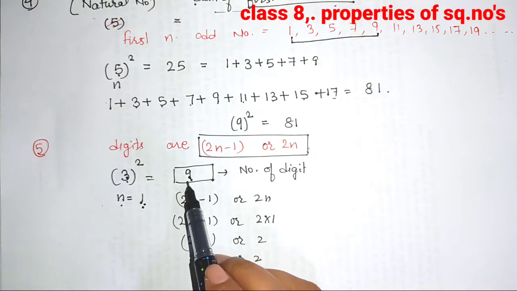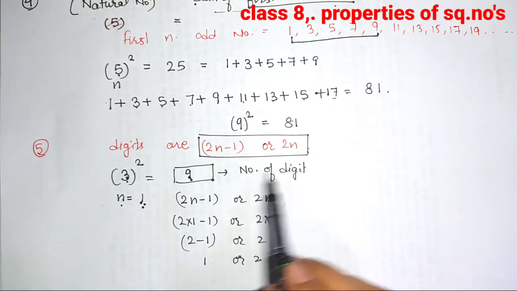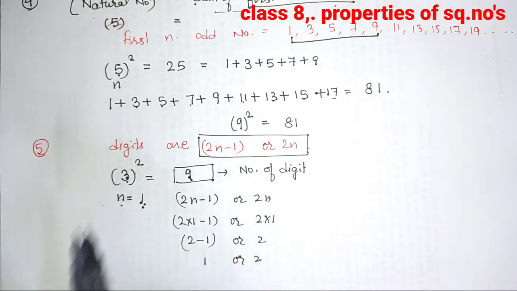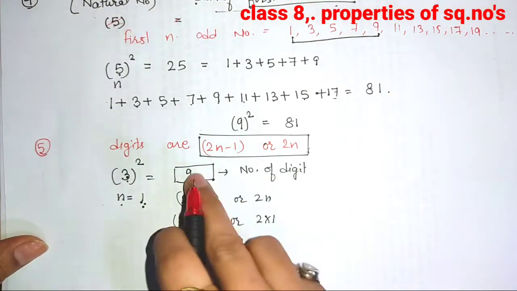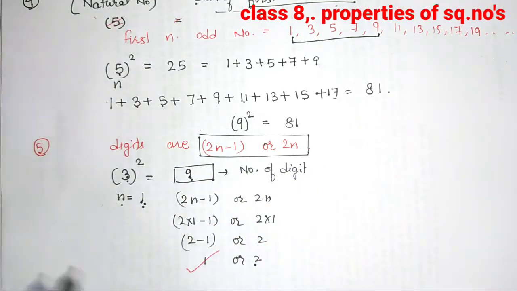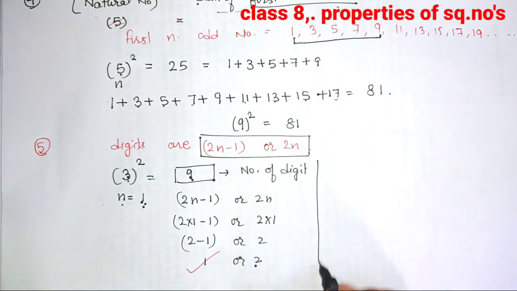They are not asking for the answer, they want the number of digits in our answer when we square a number, and it must be 2 or 1. Of the two possible answers, it can be 1. Now our answer is 1. It's okay? Now we'll see the next one.